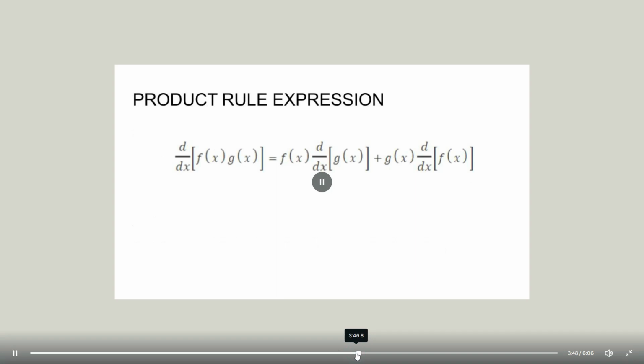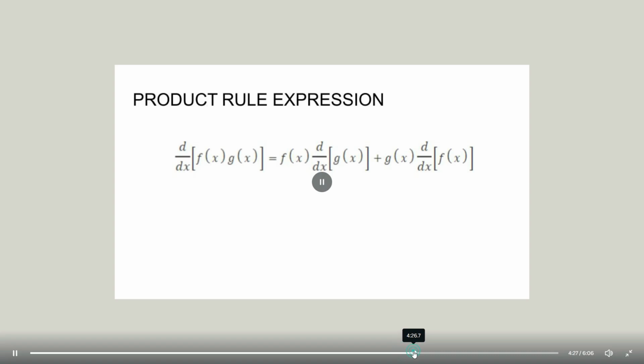So the product rule expression is this expression right here. We have the derivative of f of x times g of x, which is going to equal the simple function f of x times the derivative of g of x, plus the simple function g of x times the derivative of f of x.